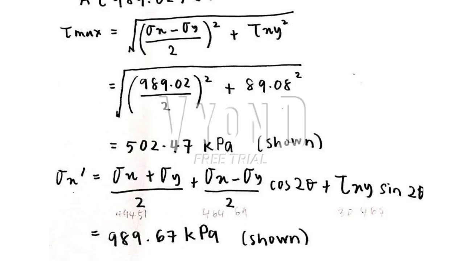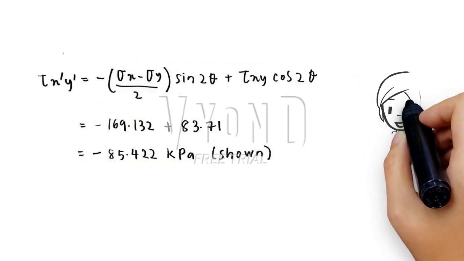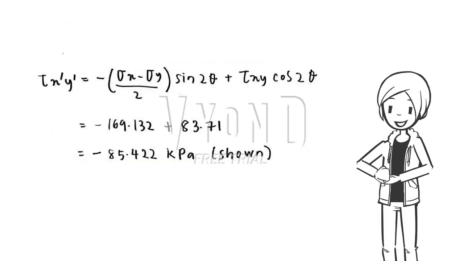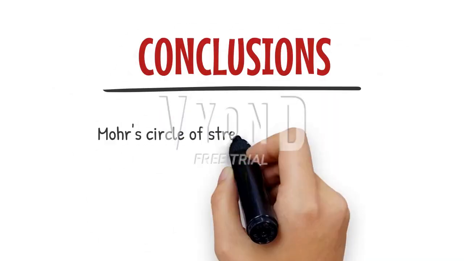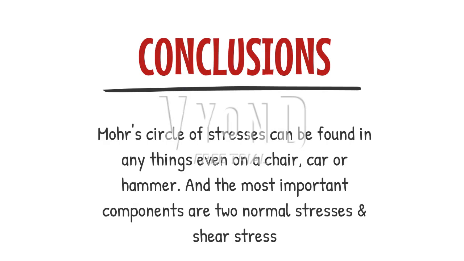And these are the general equations, to prove that the data obtained from Mohr's circle are the same as the general equations of plane stress transformation. In the end, I hope you guys understand how the real structure can link to the Mohr's circle of stresses.